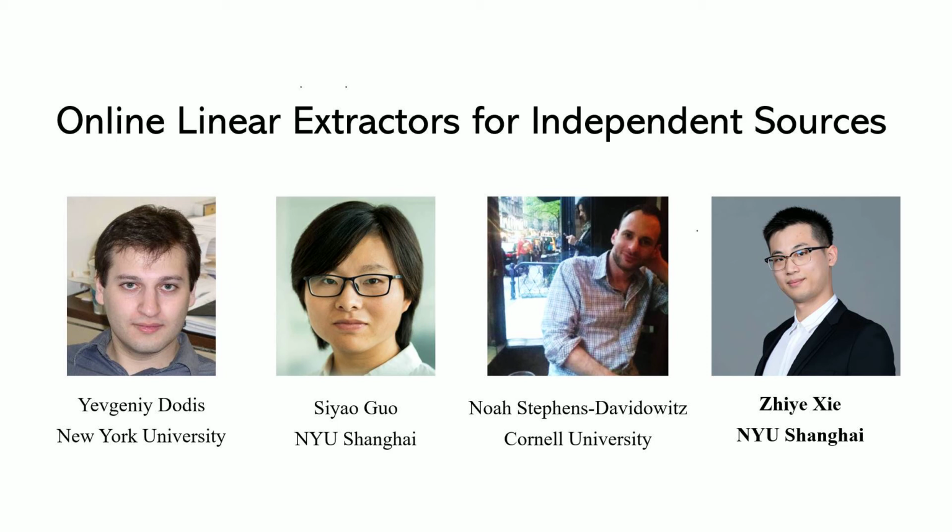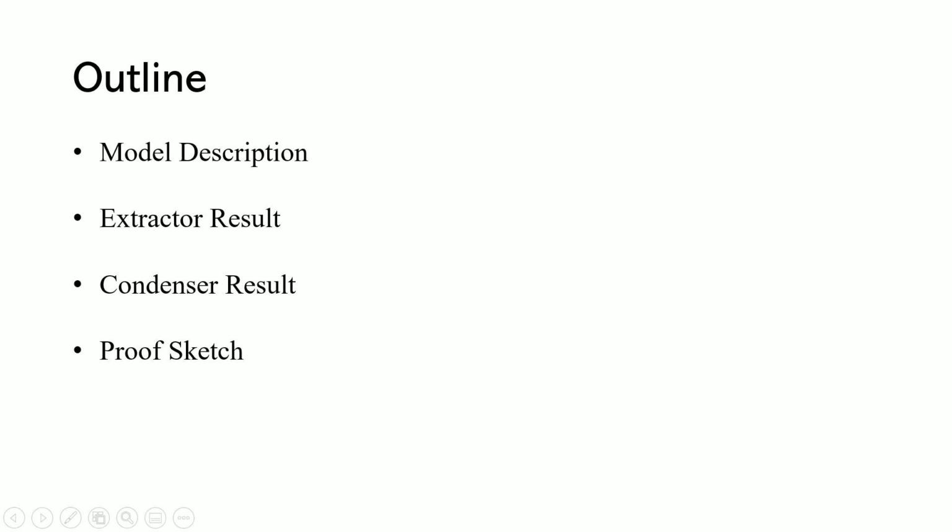The topic of this talk is randomness extraction, and the outline is the following. First of all, we'll discuss the randomness extraction model we're going to be working with in the model description. Then we will see when our model gives a randomness extractor. More generally, we will consider the case when our model only gives a randomness condenser in the section on condenser results. And finally, I will give a proof sketch.